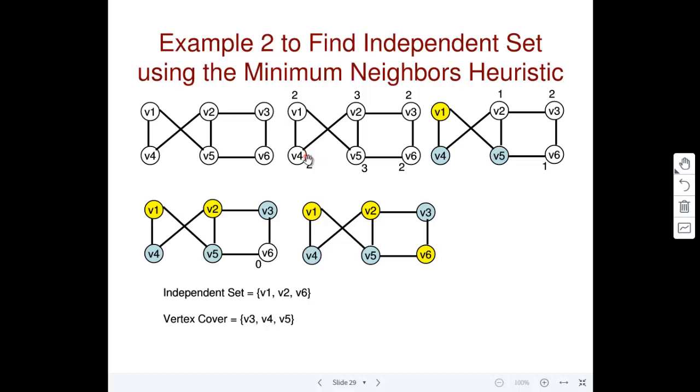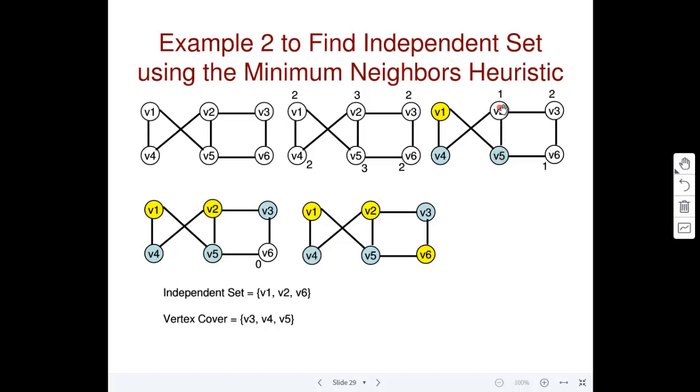Alright, so we have 2 as the lowest number of uncovered neighbors, so we go with 2. Now there are 4 vertices with 2 uncovered neighbors. We'll break the tie in favor of the lower ID vertex, which is V1. So we'll include V1 in the independent set, and I color it yellow. Again, once you include a vertex in the independent set, it covers its neighbors. So V4 and V5 are automatically covered because of this, so they are ruled out from being part of the independent set.